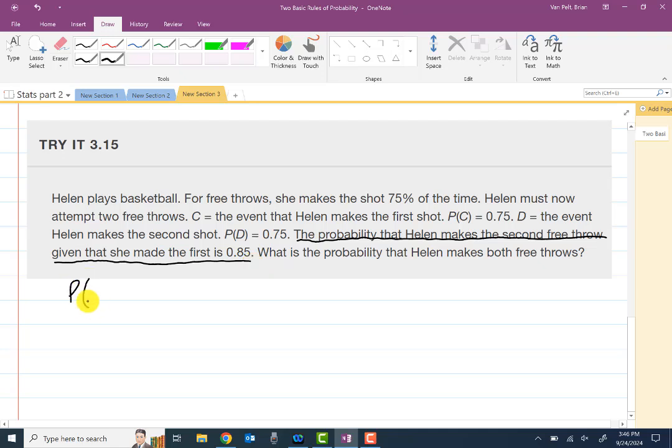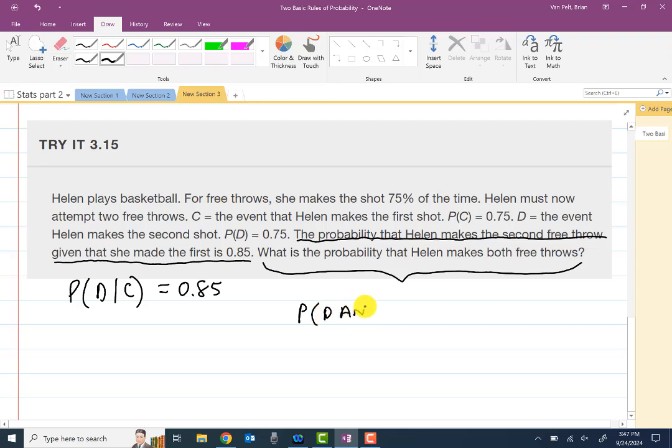The probability that Helen makes the second free throw, that was called D, given that she makes the first free throw, is C, is 0.85. Very useful. Now then, it's going to ask us that she makes both of them. So what this question is asking us is that both D and C work. So the probability of D and C is what we need.